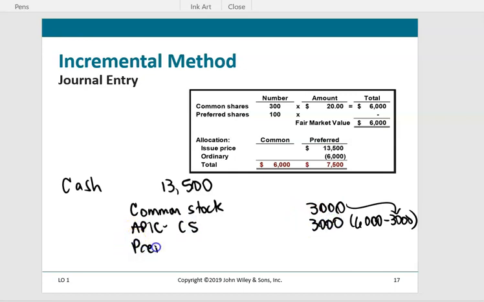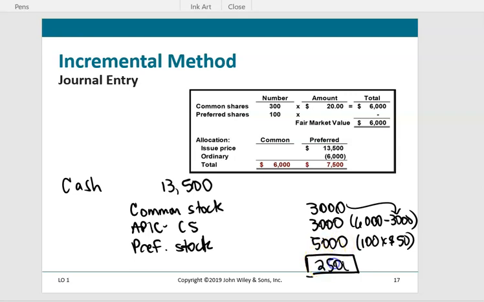We have preferred stock with a par value, so record the par value of the preferred stock directly into the preferred stock account. We have 100 shares at $50 per share par value. And the amount that is left over, we would call this a plug number. The 13,500 minus 3,000, the additional 3,000, and the 500, that remainder of 2,500 goes into additional paid-in capital preferred stock.